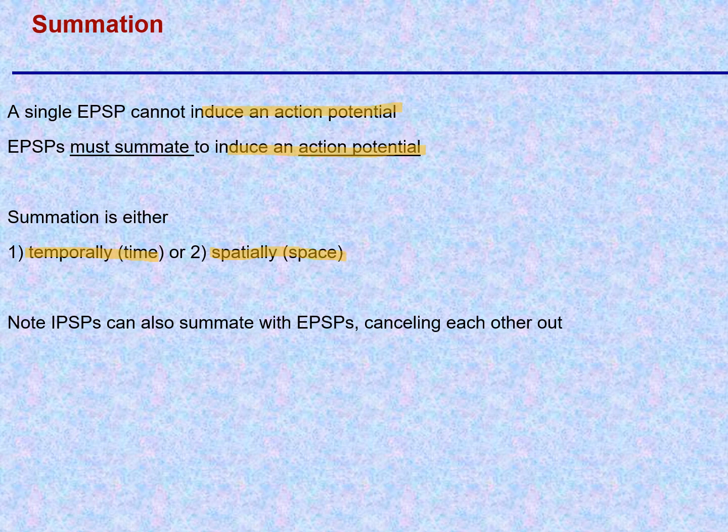So either temporal or spatial, and I'll explain in the next slide what that means. As I mentioned, if you have IPSPs, inhibitory postsynaptic potentials, they can summate with the excitatory ones and would cancel each other out. If enough IPSPs are coming in, inhibitory signals, then it could cancel the excitatory postsynaptic potentials.